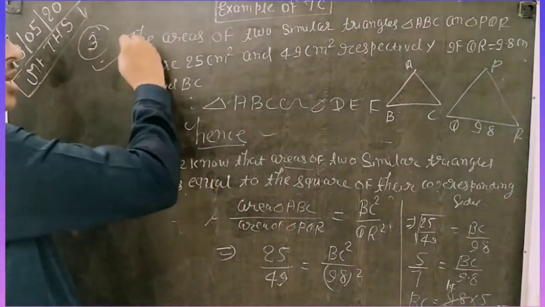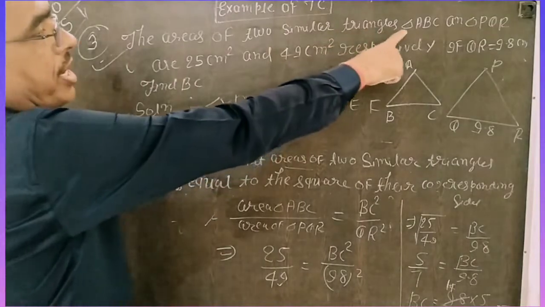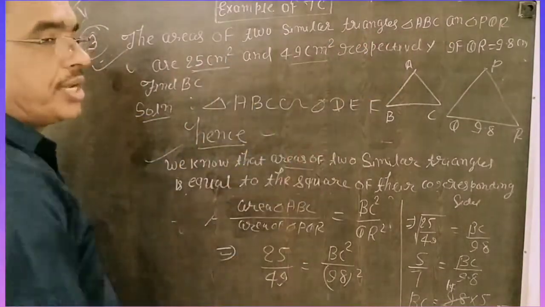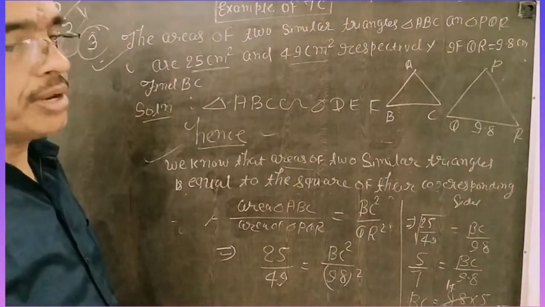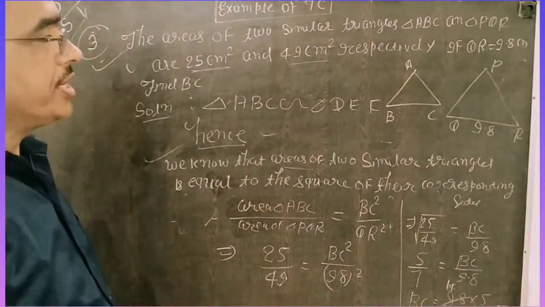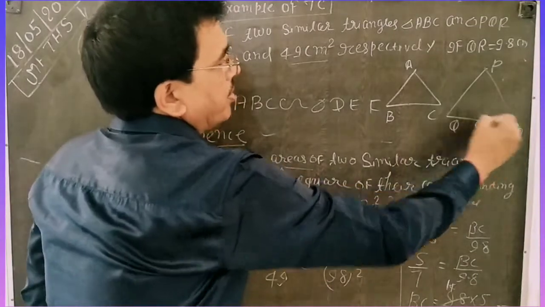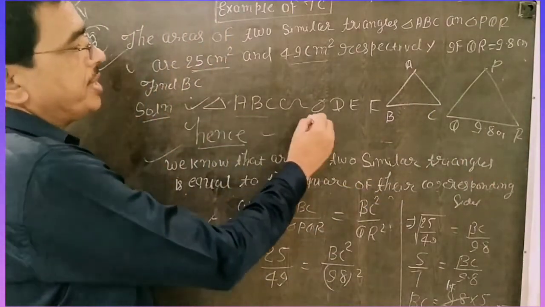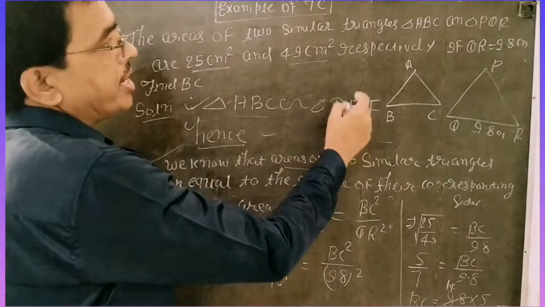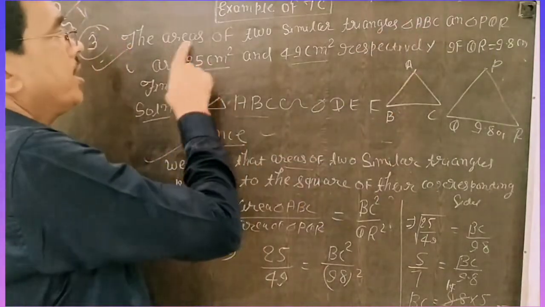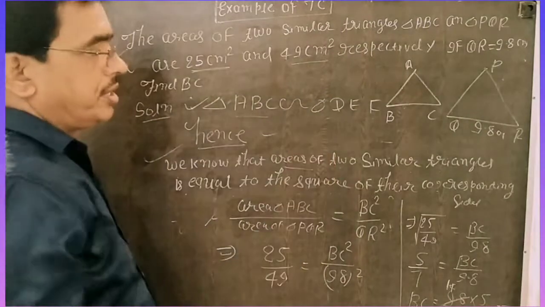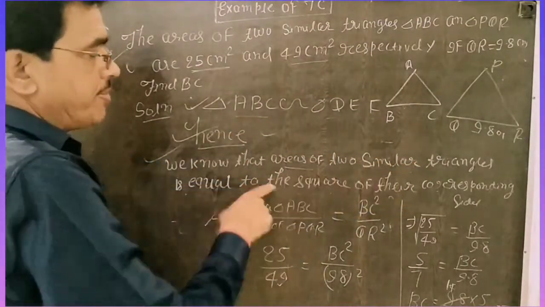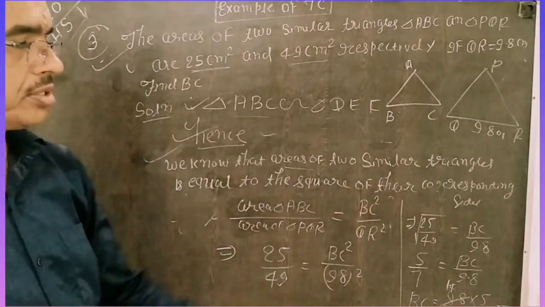Now question number 3. The areas of two similar triangles ABC and PQR are 25 cm square and 49 cm square respectively. If QR is equal to 9.8 cm, find BC. Dear student, first, triangle ABC is similar to triangle PQR, given in your question, that they are two similar triangles. Next, we know that the ratio of the areas of two similar triangles is equal to the square of the ratio of their corresponding sides.